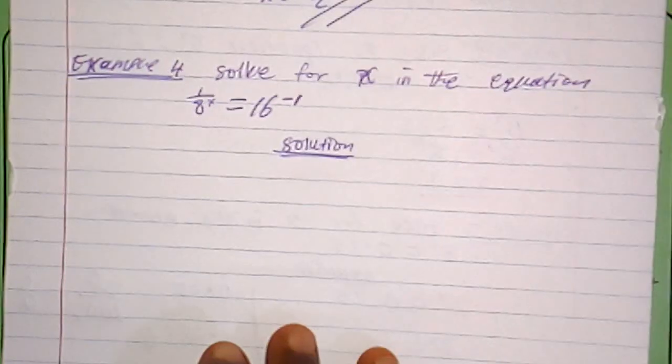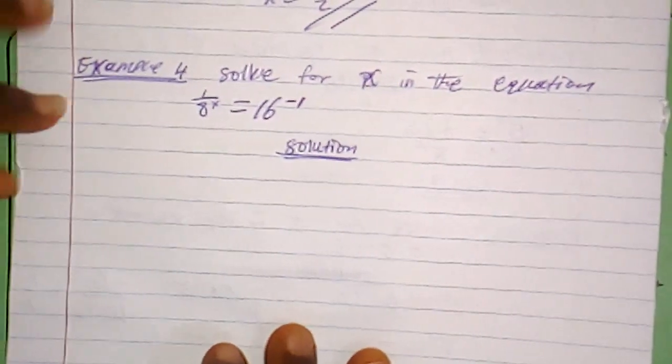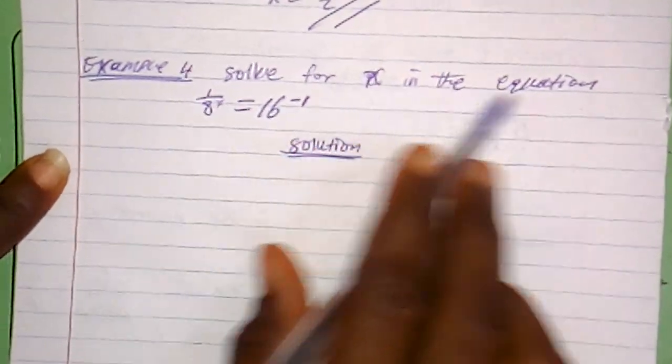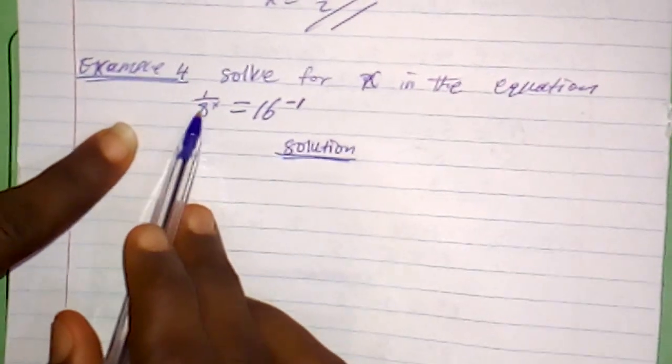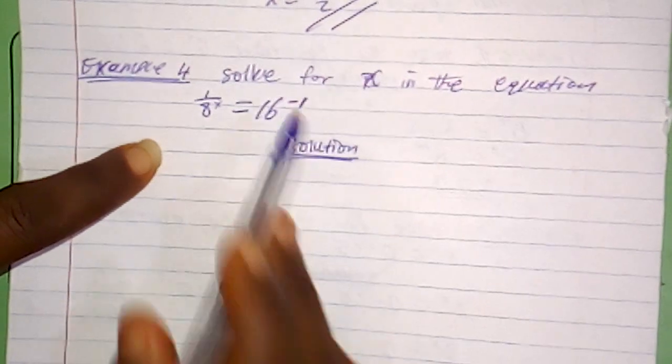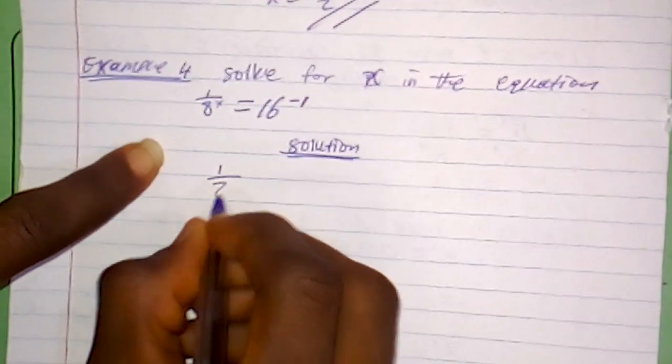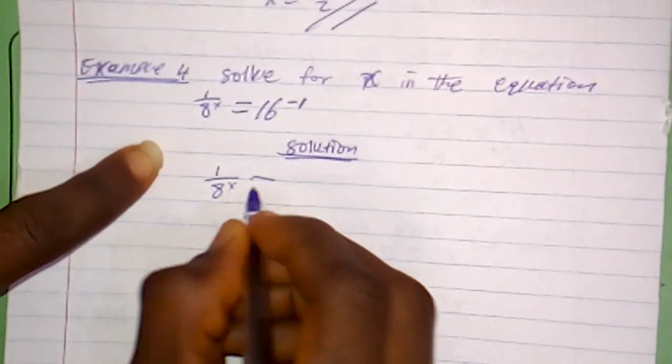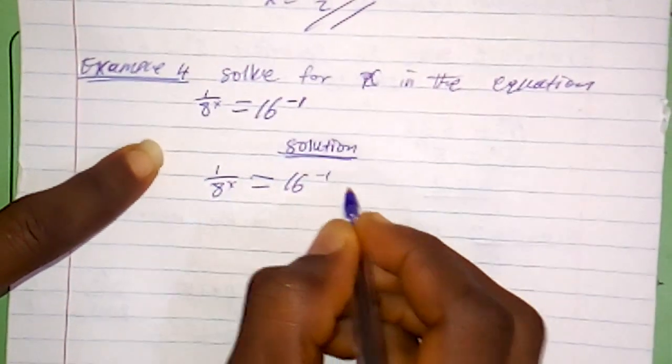Example 4 says what? Solve for x in the equation 1 upon 8 raised to the power x equals to 16 raised to the power minus 1. You see? So 1 upon 8 raised to the power x equals to 16 raised to the power minus 1.